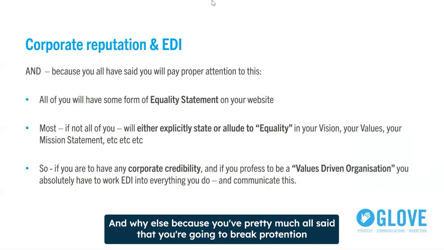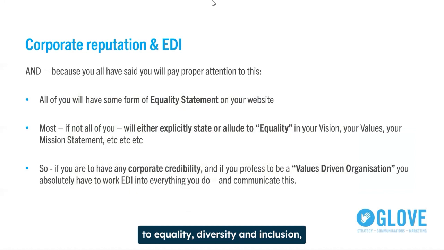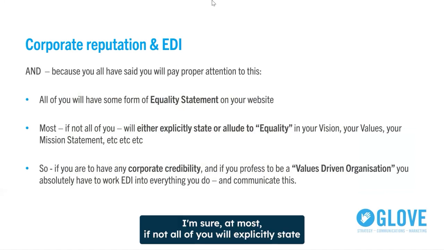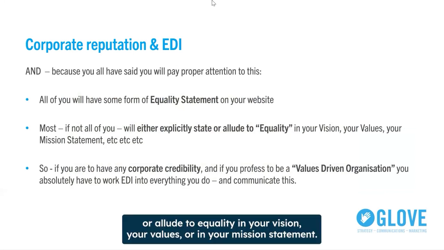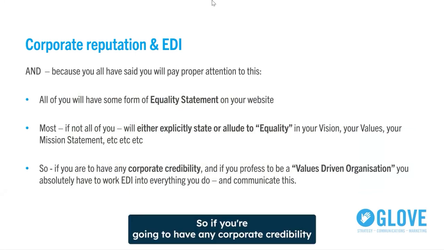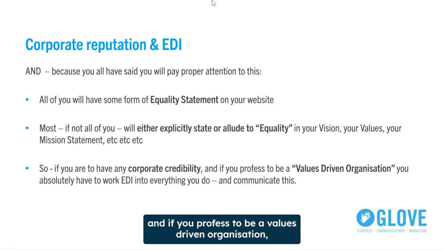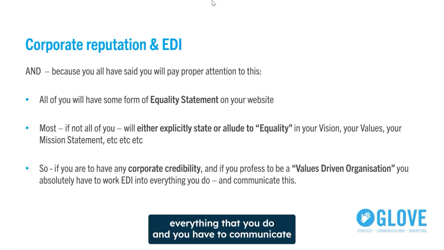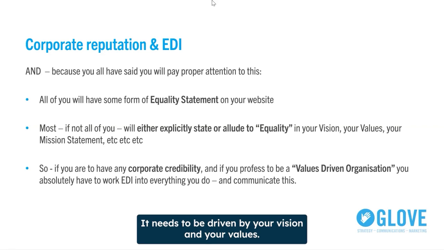And why else? Because you've pretty much all said that you're going to pay proper attention to equality, diversity, and inclusion. You'll all have some sort of equality statement on your website somewhere, I'm sure. And most, if not all of you, either explicitly state or allude to equality in your vision, your values, or your mission statement. So if you're going to have any corporate credibility, and if you profess to be a values-driven organisation, you absolutely have to work EDI into everything that you do, and you have to communicate it. Clearly, it needs to be driven by your vision and your values.